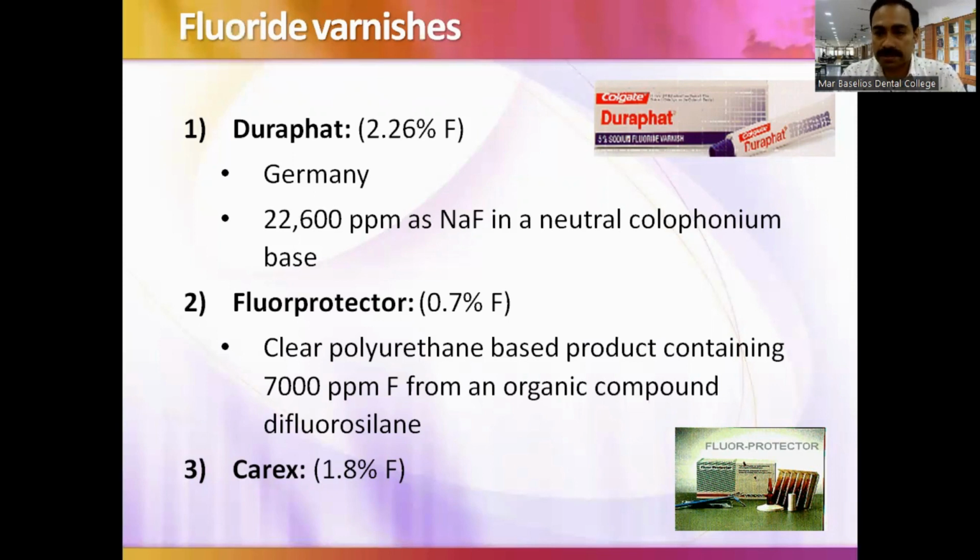The next one is Fluor Protector. Fluor Protector is 0.7% fluoride. It is a clear polyurethane based product which contains around 7,000 ppm fluoride from an organic compound, difluorosilane. So it is easy to remember, 7,000 ppm and 0.7%, whereas 22,600 ppm is 2.26%. Duraphat has shown around 30 to 40% caries reduction. Another product, Carex, has a lower fluoride concentration, only 1.8%, but the efficacy is almost as that of Duraphat when it comes to caries prevention.